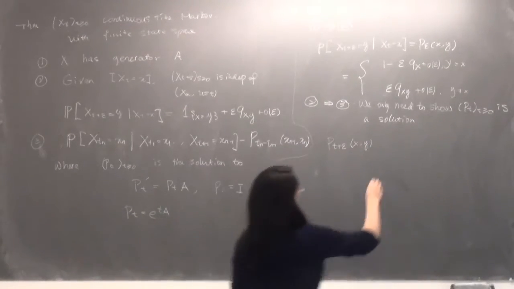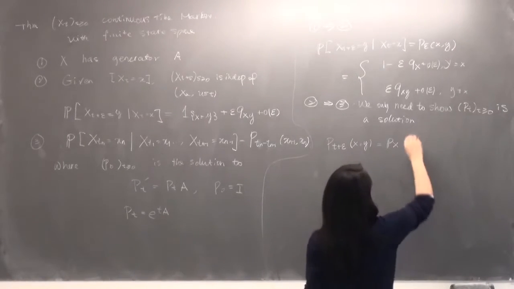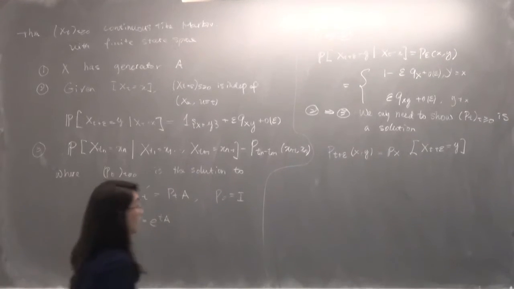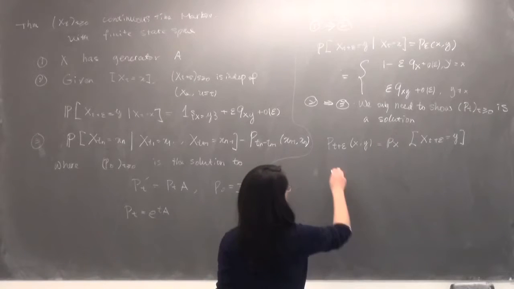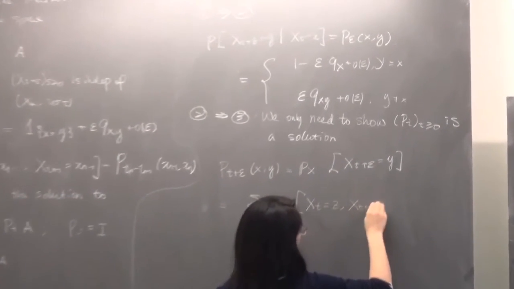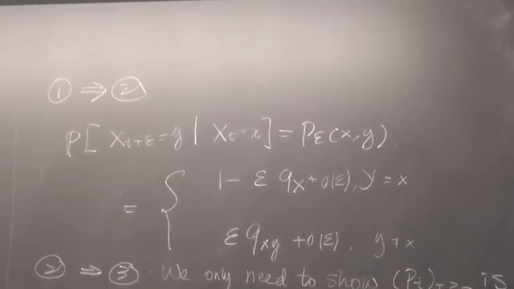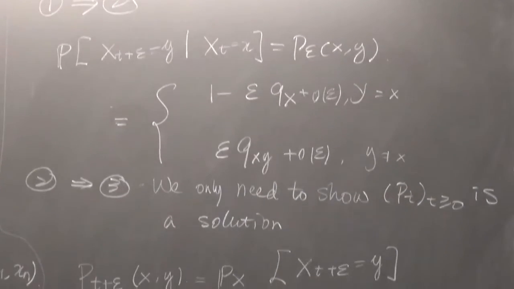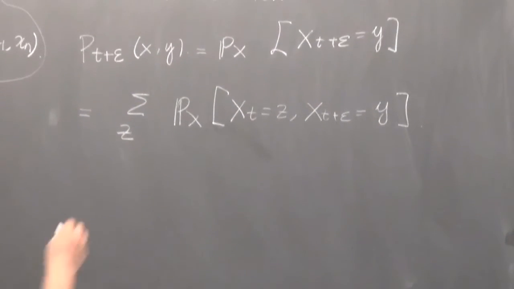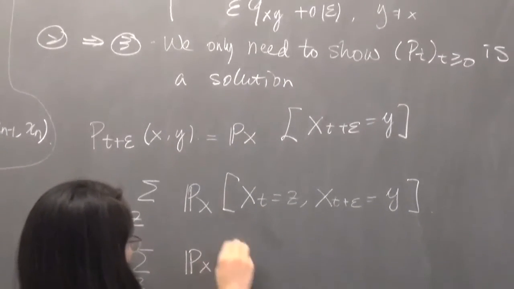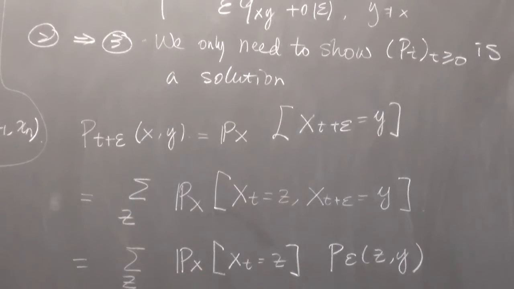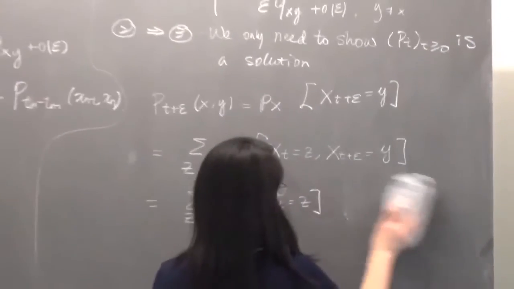So P_{t+ε}(x,y) equals the probability that the Markov chain starts from x and equals y at time t+ε. And now we divide this event according to what happens at X_t. Since we know that given X_t, the future part and the past are independent, this probability equals the conditional probability, so maybe I should write it in this way.